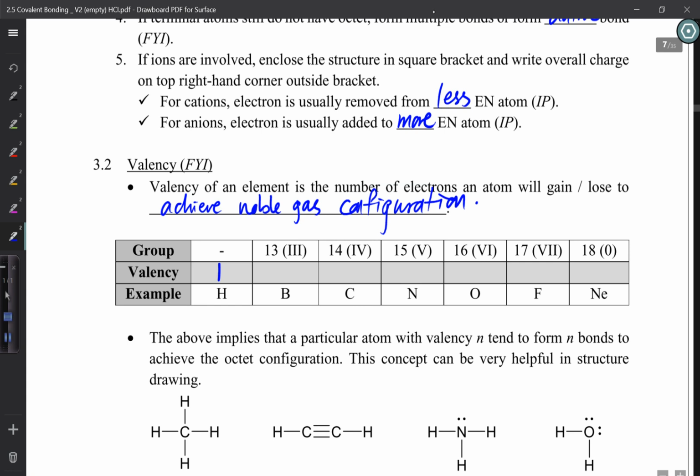Whereas for boron, it is from group 3. So its valency will be 3, carbon is 4, nitrogen is back to 3. Why is nitrogen 3? Because nitrogen is in group 5, you need to gain 3 more electrons. So therefore its valency is 3, followed by 2, followed by 1, and for noble gases it is 0 because they don't have to gain or lose any electrons. And take note of the naming for groups. For groups, you can either name them in Arabic numerals 13, 14, 15, 16, 17, 18, or in Roman numerals 3, 4, 5, 6. Please don't do vice versa. You get it wrong.